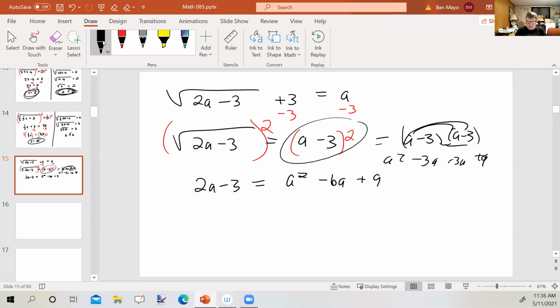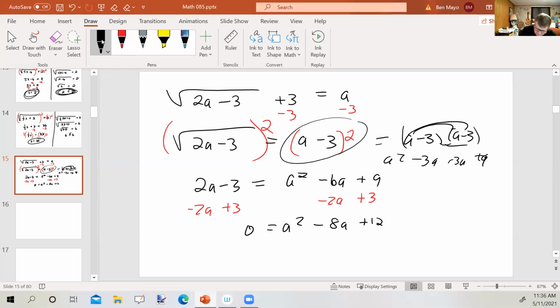So now we have a second degree equation. I'm going to put everything on the right side, set equal to 0 on the left side. So I'll subtract 2a and add 3 to both sides. I get 0 equals a squared minus 8a plus 12.